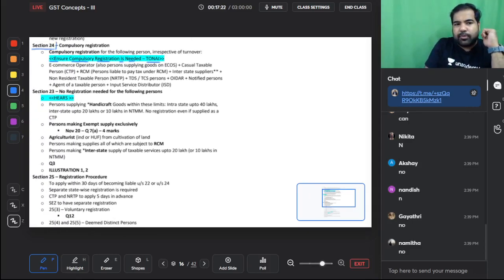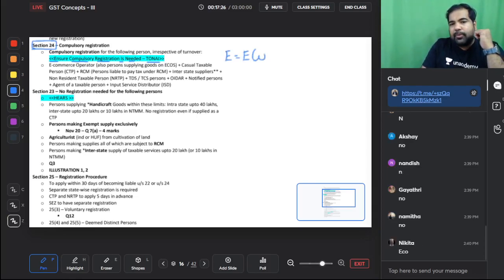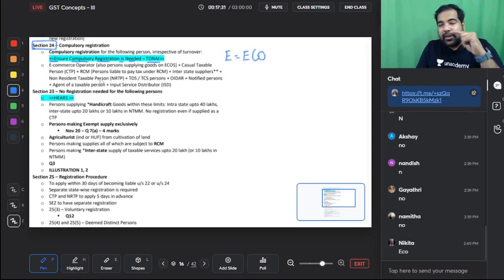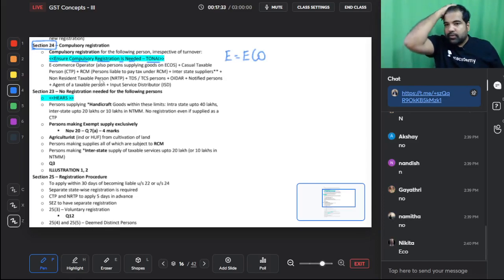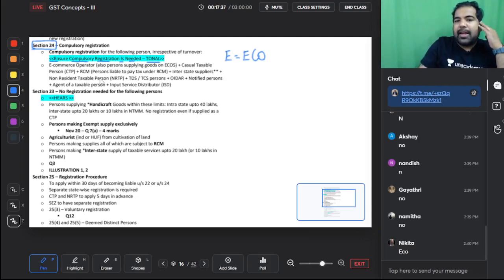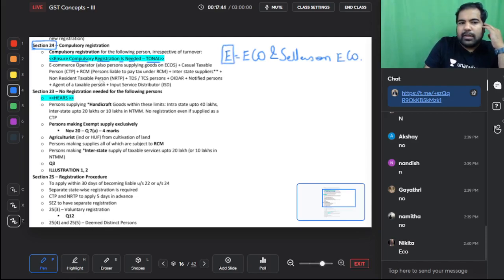Section 24. E in Ensure is e-commerce operators, like Flipkart, like Amazon, etc. E-commerce operators need to be compulsorily registered. And if you are supplying your goods or services on e-commerce operators, then for you also, so e-commerce operators and sellers on e-commerce operators both need to be compulsorily registered. Next, casual taxable person needs to be compulsorily registered, and non-resident taxable persons also need to be compulsorily registered.